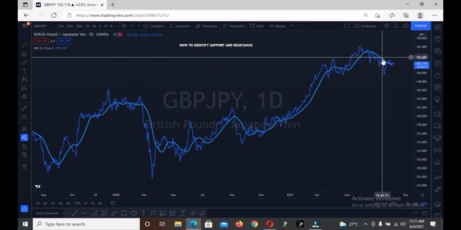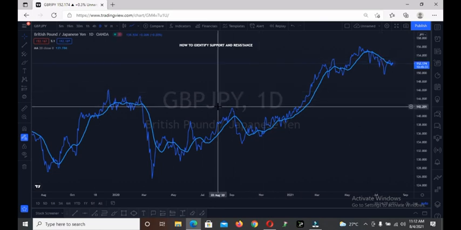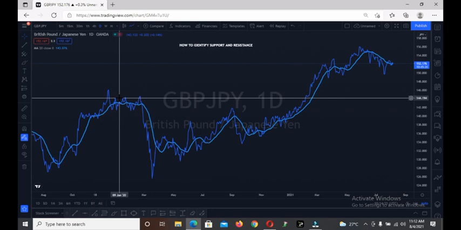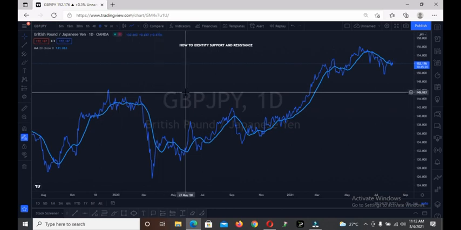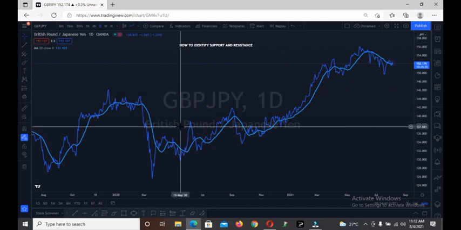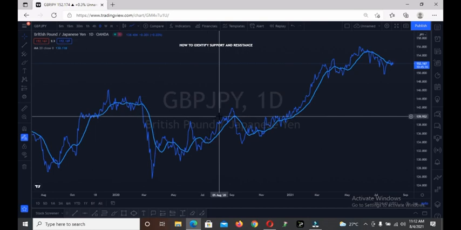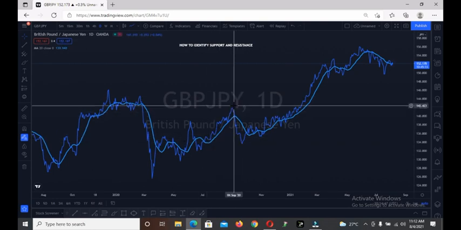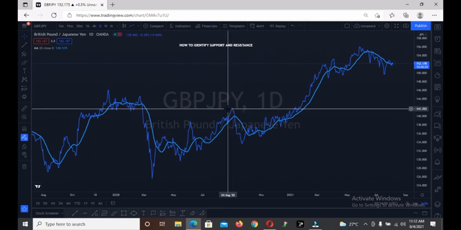Here is a typical example of resistance. Here is another typical example of resistance. So all this plays that there is a supply that has acquired enough strength to stop the price from further increasing, and then before it rallies downward is what we call resistance. So today we are going to identify resistance and support.